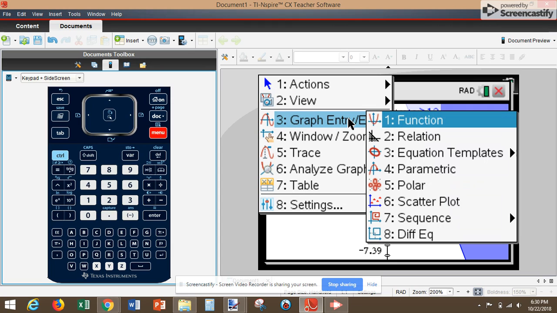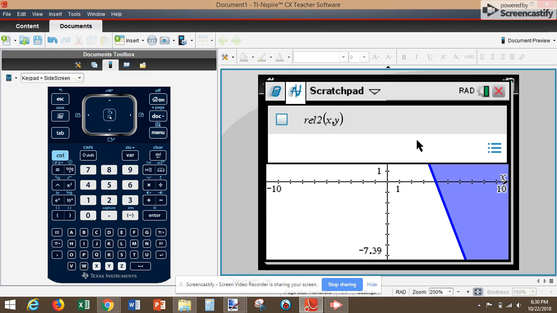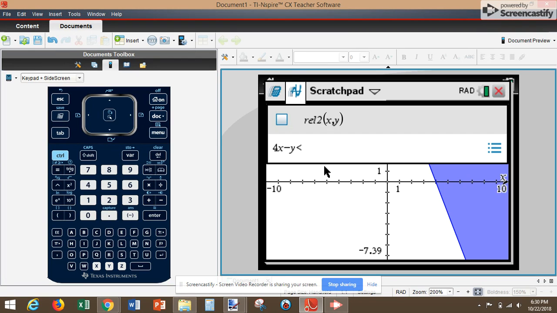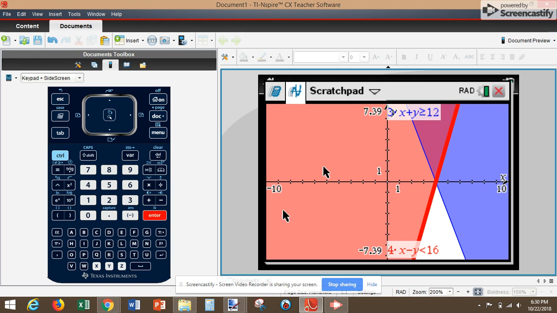Repeat it again, graph entry edit, relation, 4x minus y is less than 16, and then enter. Okay, notice this is our solution right here. We want to see where it intersects.